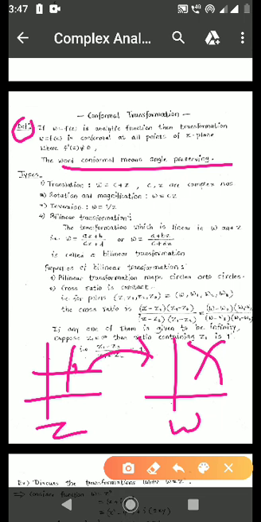Suppose this line transforms to one figure like this, and this horizontal line transforms to another figure, then this angle will be 90 degrees in the w plane. So this is called conformal mapping.